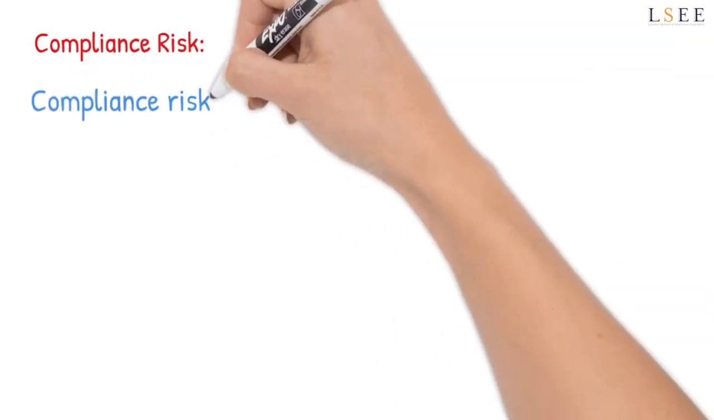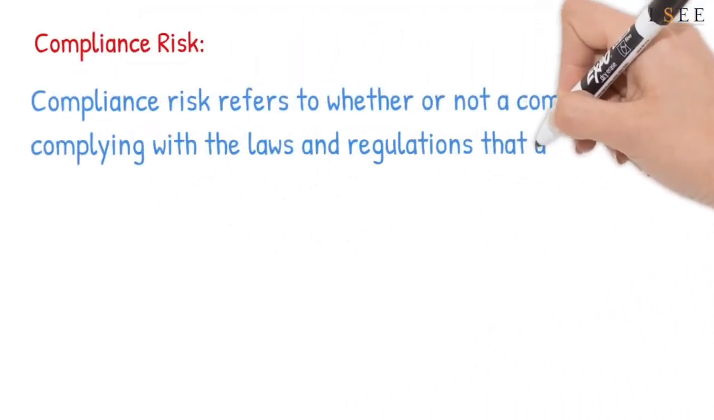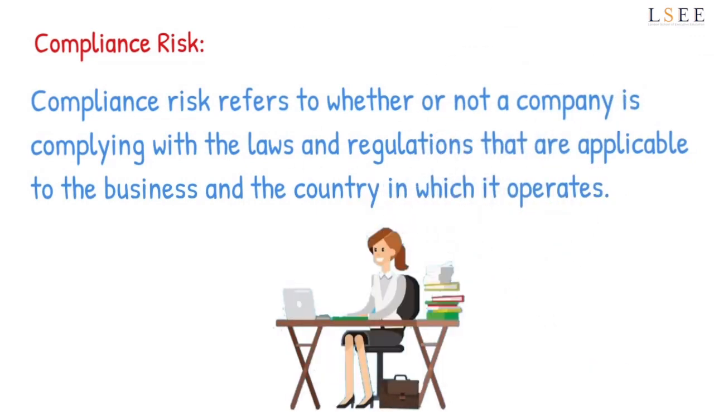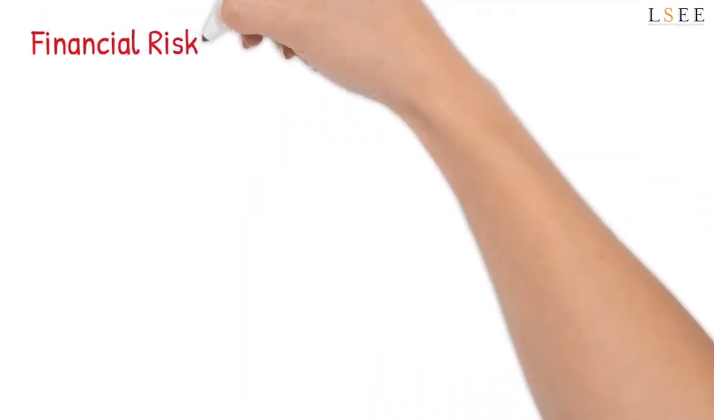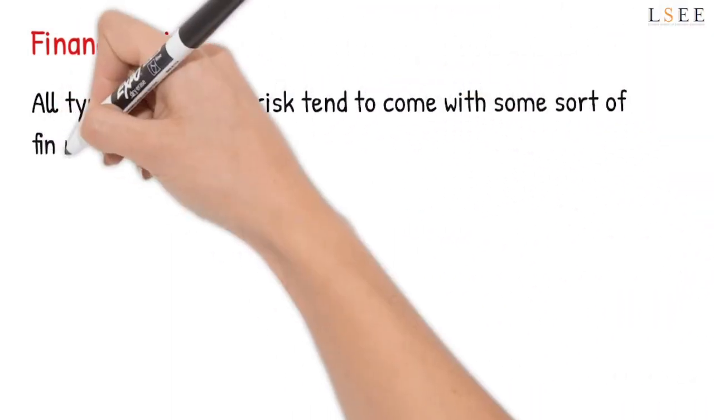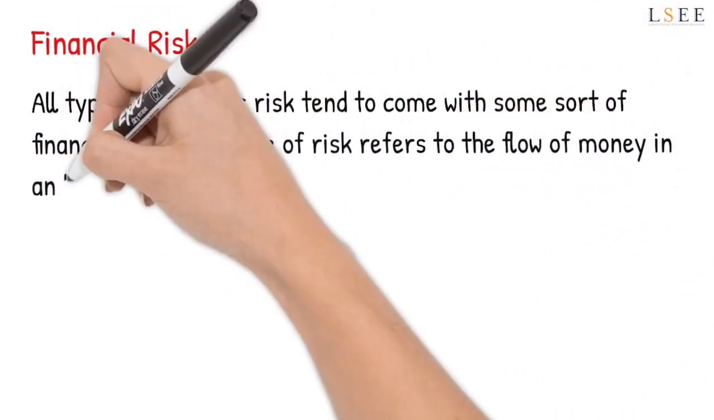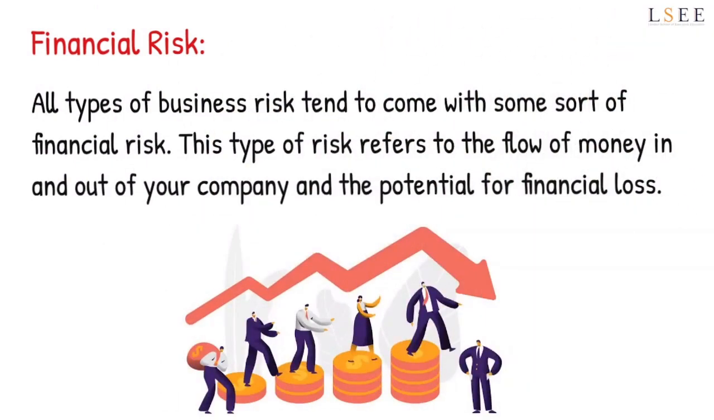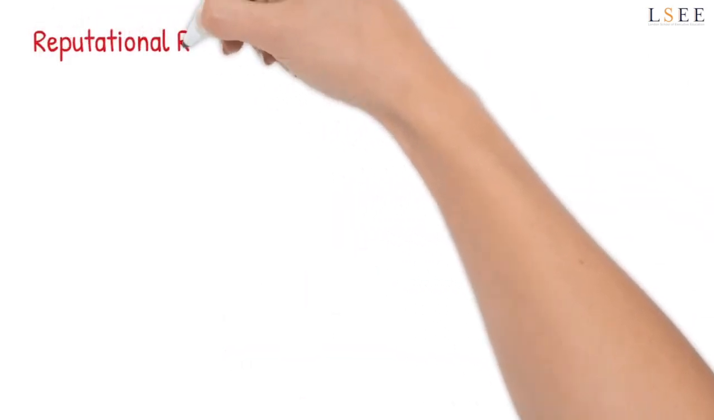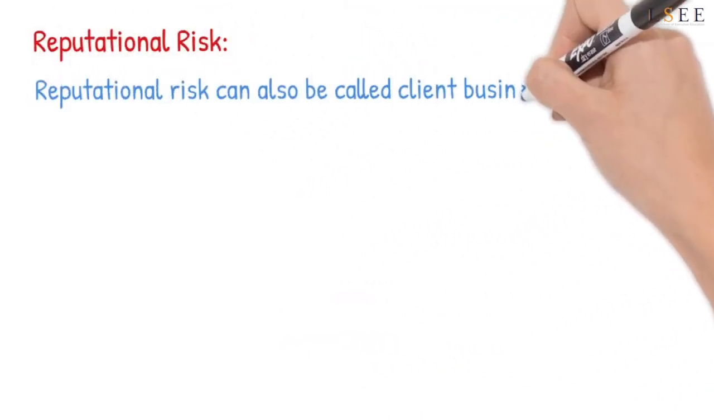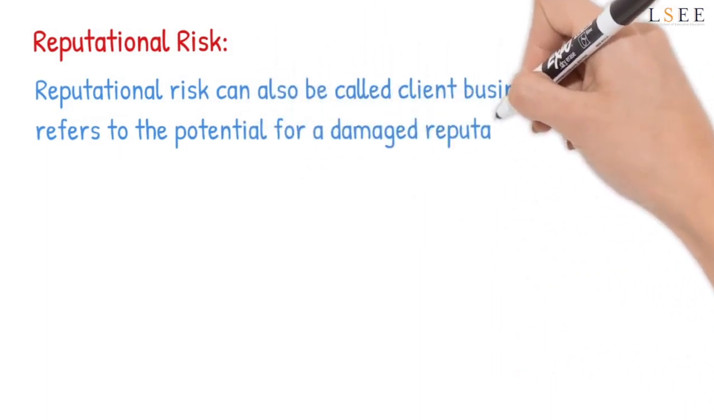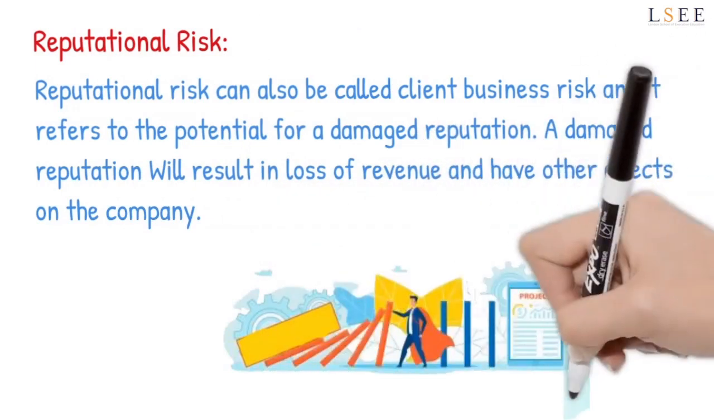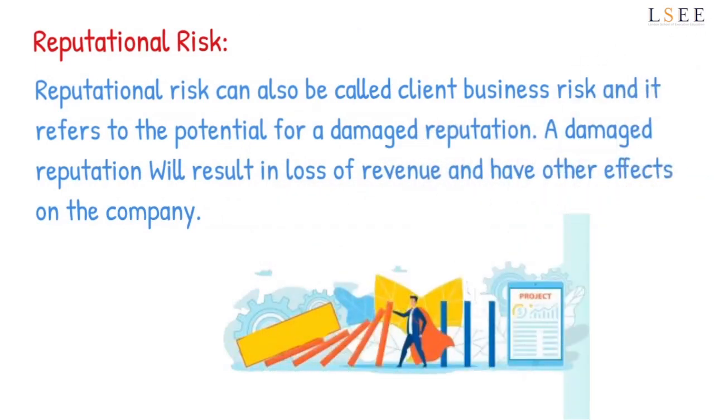Compliance risk. Compliance risk refers to whether or not a company is complying with the laws and regulations that are applicable to the business and the country in which it operates. Financial risk. All types of business risk tend to come with some sort of financial risk. This type of risk refers to the flow of money in and out of your company and the potential for financial loss. Reputational risk. Reputational risk can also be called client business risk, and it refers to the potential for a damaged reputation. A damaged reputation will result in loss of revenue and have other effects on the company.